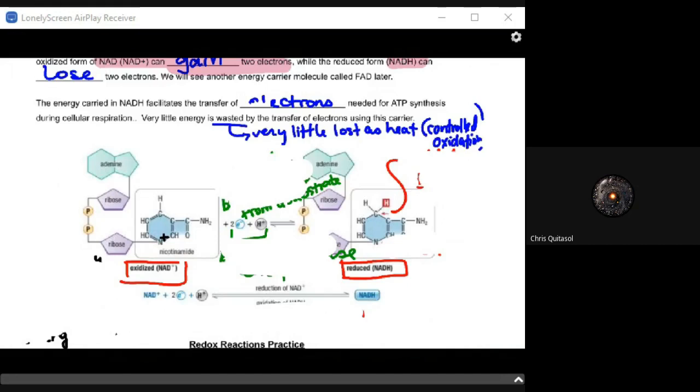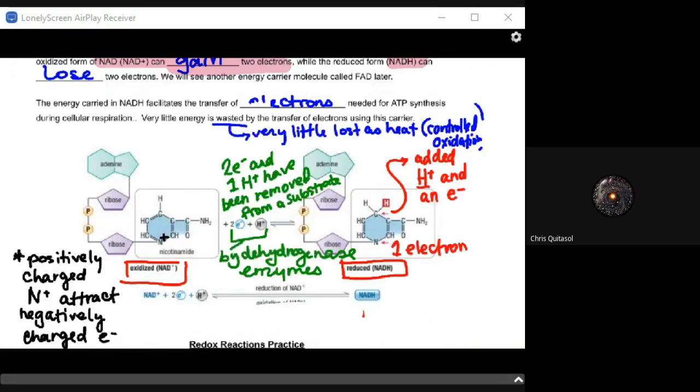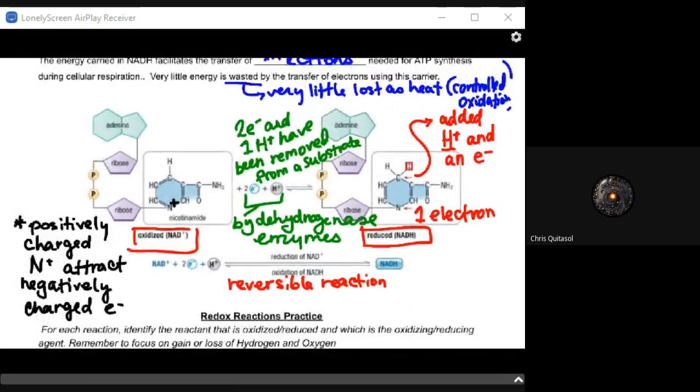So again, very little energy is lost. And we can now think about what happens when NAD+ takes on an electron. Here on the left-hand side, we have the positively charged N+ attract a negatively charged electron. This is the most important part of the redox reaction, the electron acceptance by NAD+. That positive nitrogen ion is really, really good at accepting electrons, okay?